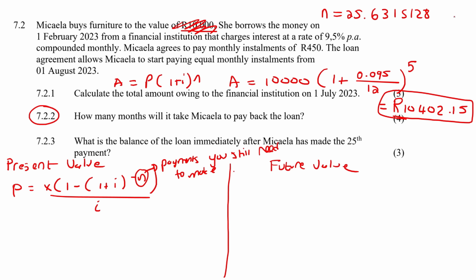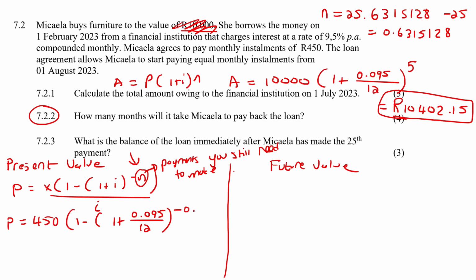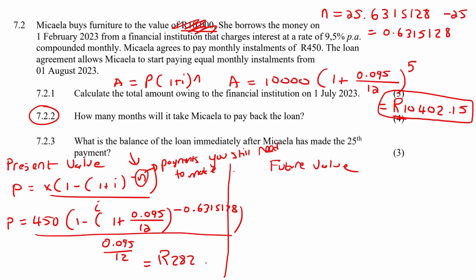So what you then do is you just say minus 25, and that'll give you the number of payments or the part of the payment that still needs to take place. I know we can't make that many payments, but that's the portion still left, and that is what we use here for this formula. And so you're going to say 450, 1 minus, 1 plus the interest rate of 9.5% over 12, to the power of negative 25, which is 0.6315128, and that is all going to be over 0.095 over 12. If we calculate that, we get 282 Rand and 36 cents.